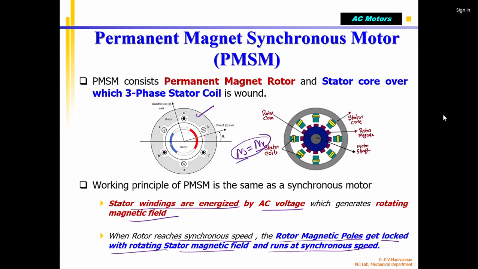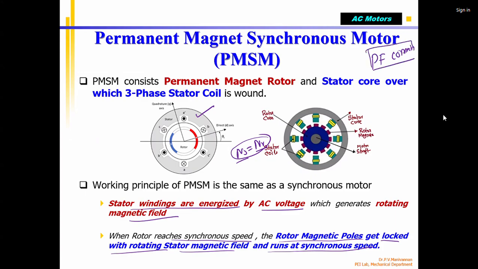Sir, where are these types of motors applied? The synchronous motor is used for power factor correction. And the permanent magnet motor is used in electric vehicles. They are trying to use it in electric vehicles also.